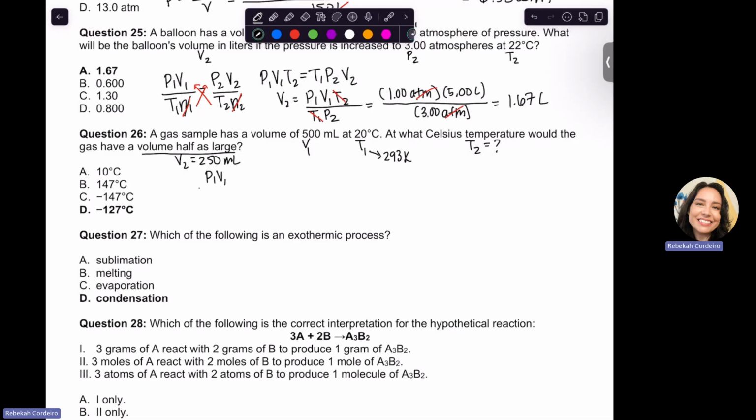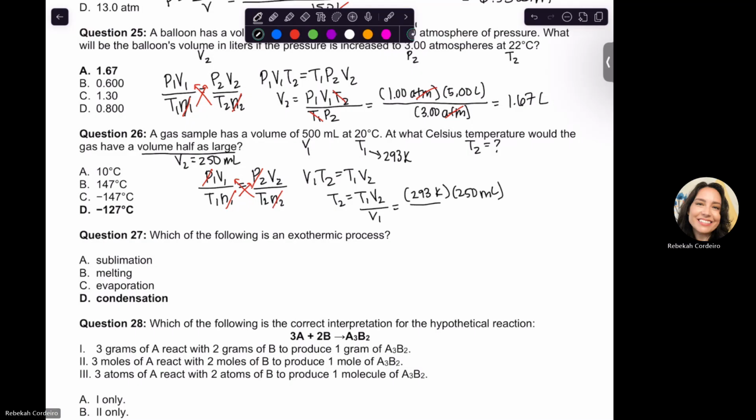So we're going to use PV = nRT. And they don't give us information about moles, and they don't give us information about pressure. And then I can cross multiply. And then I'm going to solve for T2. And then once I have Kelvin, I can plug in my T1. My V2, I said, was 250, and then my V1 is 500. This cancels out the milliliters and gets me Kelvin.